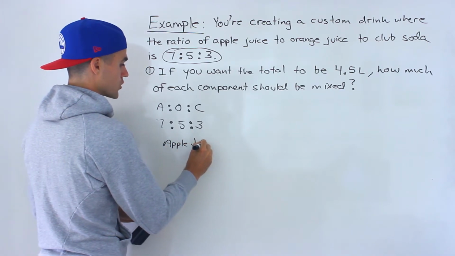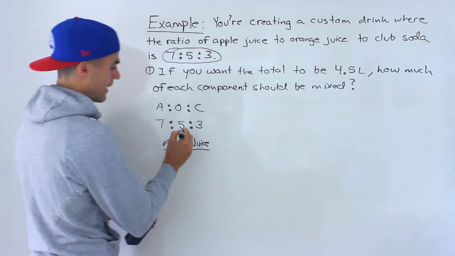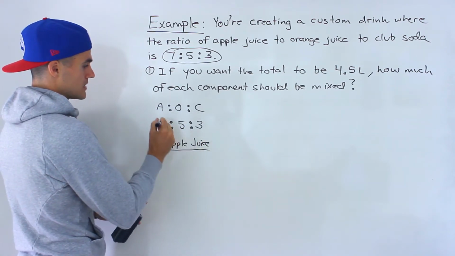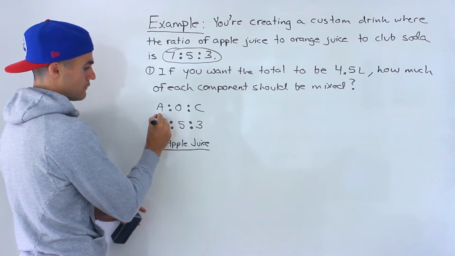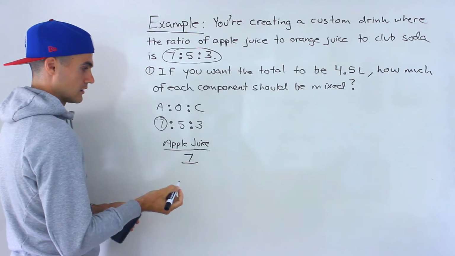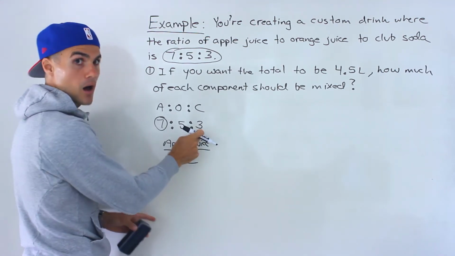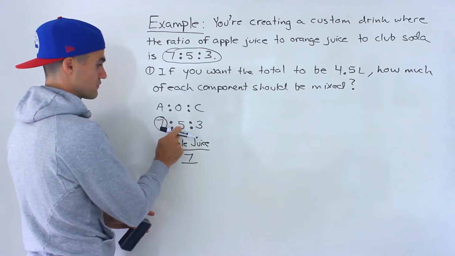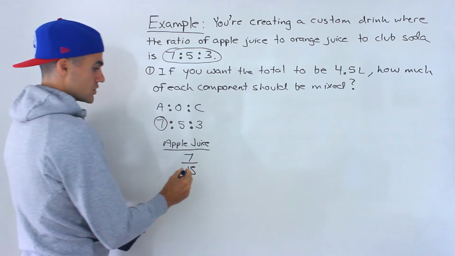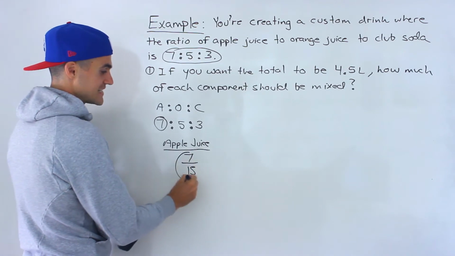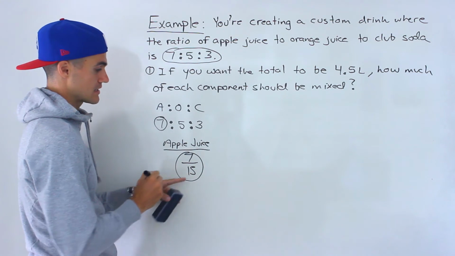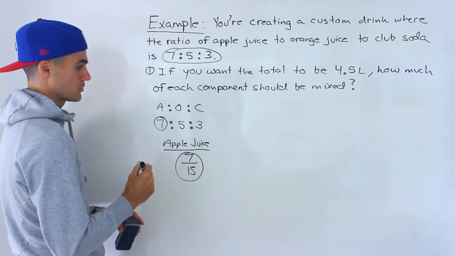So we can find out how much of the drink is going to be apple juice. We can't figure that out from just looking at this. What we would have to do is take the amount of apple juice in the ratio, this 7 here, and put it over the sum of these. So 7 plus 5 plus 3, which would give us 15. So that means that 7/15 of the drink is going to be apple juice. So that's the percentage of the drink that's going to be apple juice.